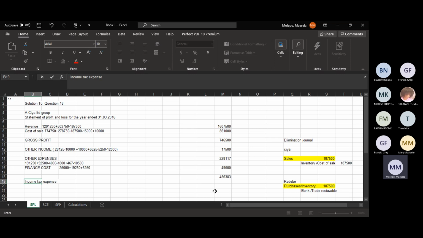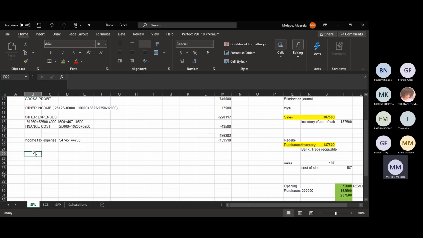The income tax expense will be the addition of both, the income tax expense for Sia and the one for Khateb. Sia is sitting on 94 plus the one for Khateb, 44,765. When you add them all together, they give us the value of 139,510, which will be minus, then we have a profit for the year.